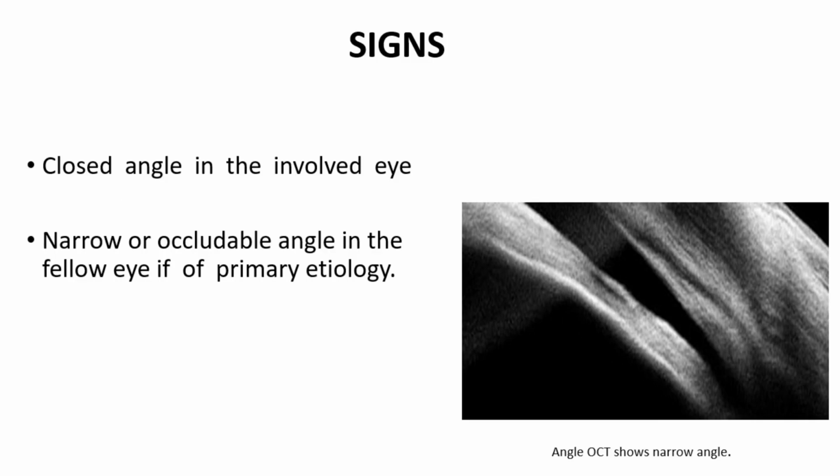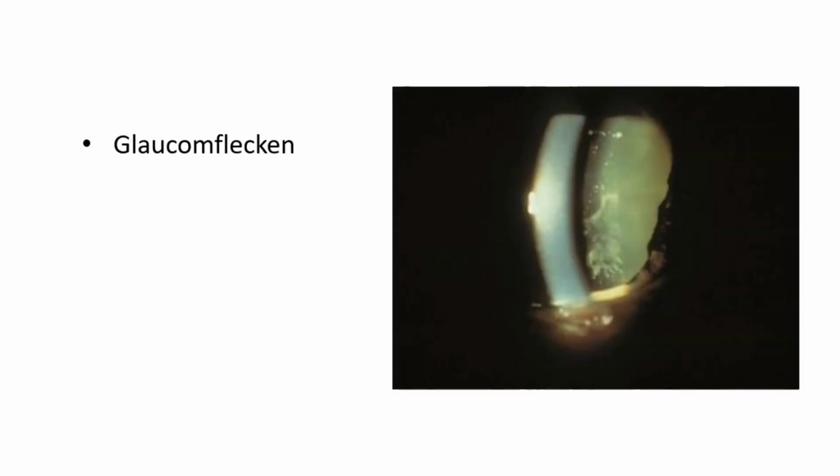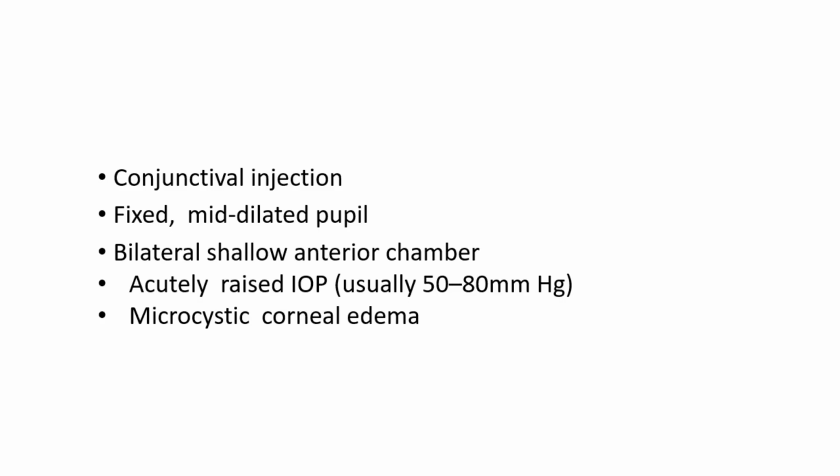Signs: closed angle in the involved eye, narrow or occludable angle in the fellow eye of primary etiology. Glaukomflecken. Conjunctival injection, fixed, mid-dilated pupil, bilateral shallow anterior chamber, acutely raised IOP, usually 50 to 80 mmHg, microcystic corneal edema.